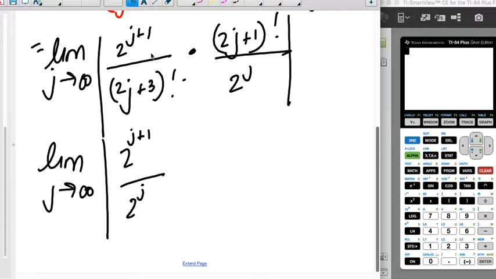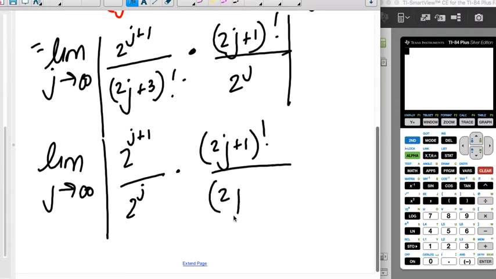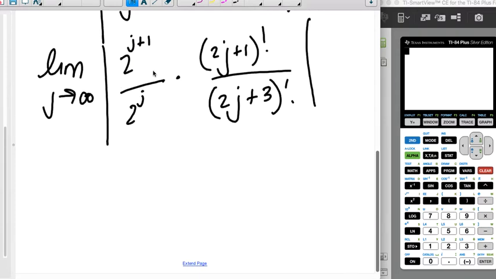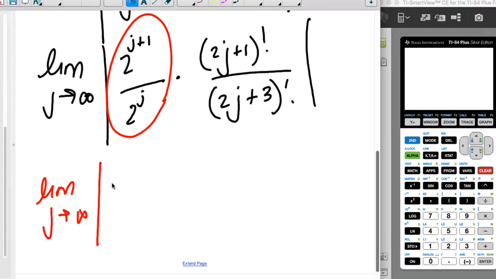Those are the exponentials, this one and this one, times 2j plus 1 factorial over 2j plus 3 factorial, right? Well, when I clean this up, these guys are easy. They're just going to give me a 2 on the top, right? So this is the limit as j approaches infinity of, this is just a 2, because it would be 2 to the j plus 1 minus j. The j's cancel, and I get 2 to the first.